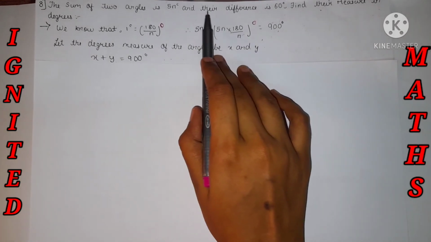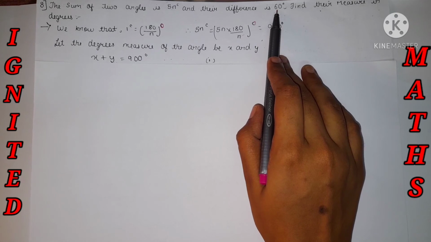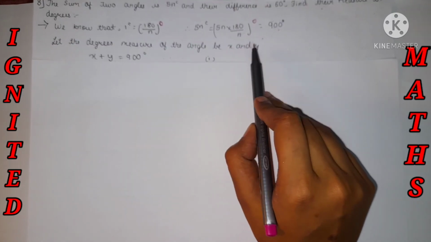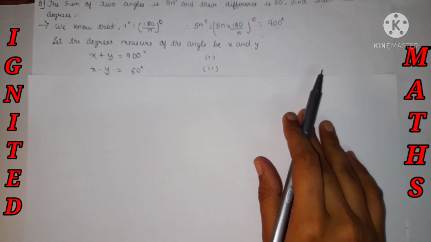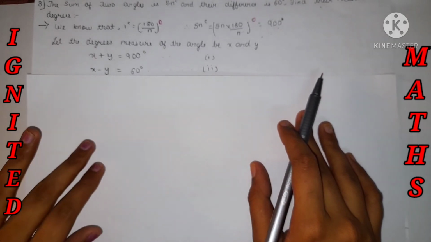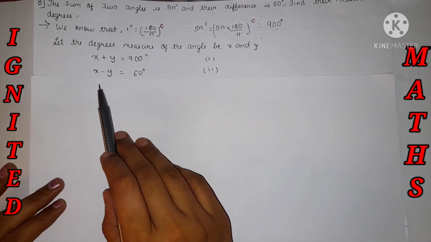And the second statement is their difference is 60 degrees. So the angles are x and y. So x minus y is equal to 60 degrees by the second statement. Now we need to find the value of x and y.